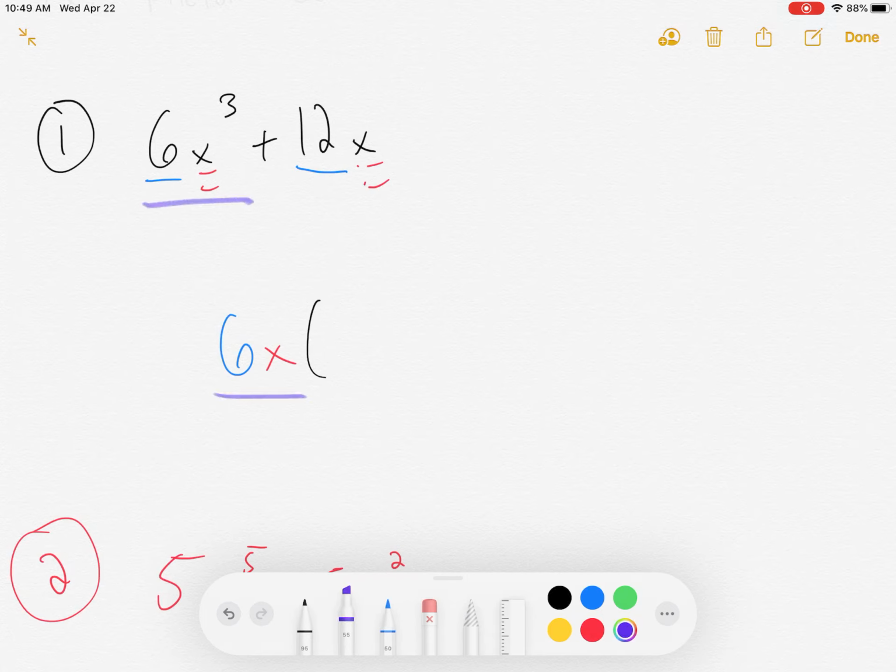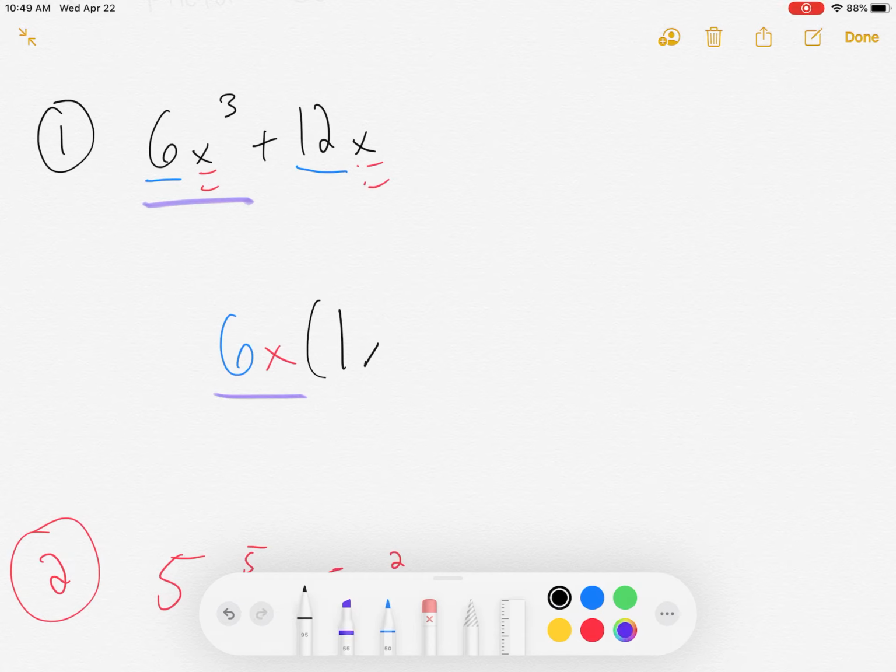What we need to do is divide this first term by this. So what's 6x to the third divided by 6x? Well, let's start with 6 divided by 6 is 1.